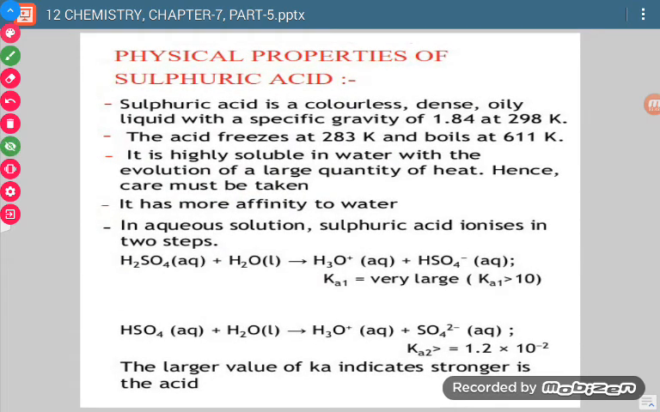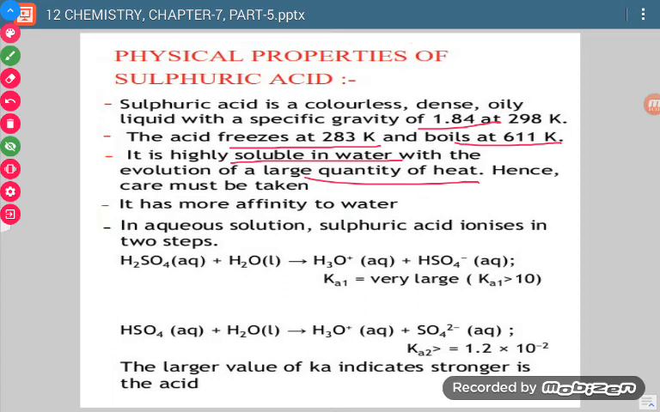Now what are the physical properties of sulfuric acid? Sulfuric acid is a colorless, dense, oily liquid with a specific gravity of 1.84 at 298 Kelvin. This acid freezes at 283 Kelvin and boils at 611 Kelvin. It is highly soluble in water with the evolution of a large quantity of heat.